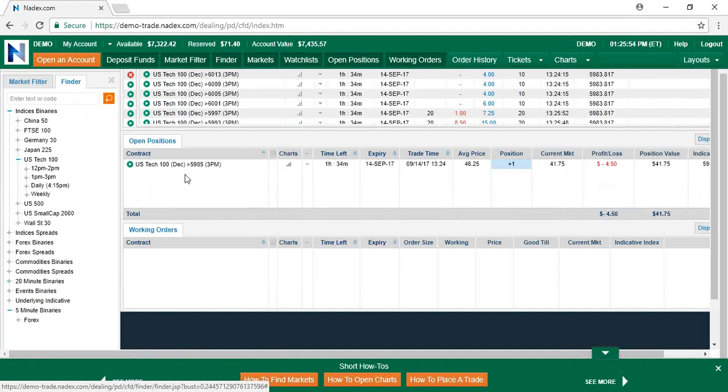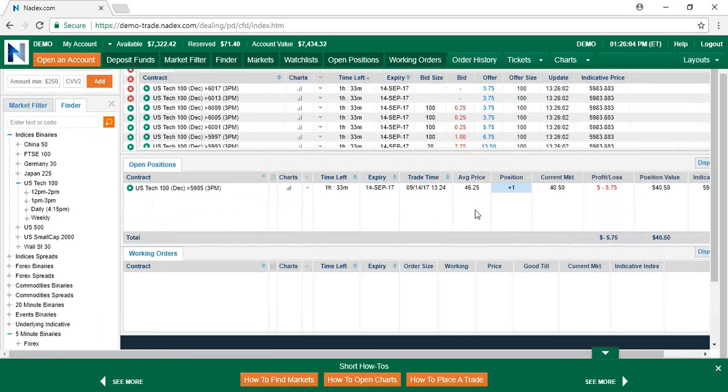Okay, so if I'm in this order right here and I bought this particular binary for $46.25, okay, I can hold it till expiration, and at expiration it's either going to be worth 0 or 100. That's the only two outcomes at expiration. Now, if I want to exit before expiration, okay, well, I can do a couple different things.